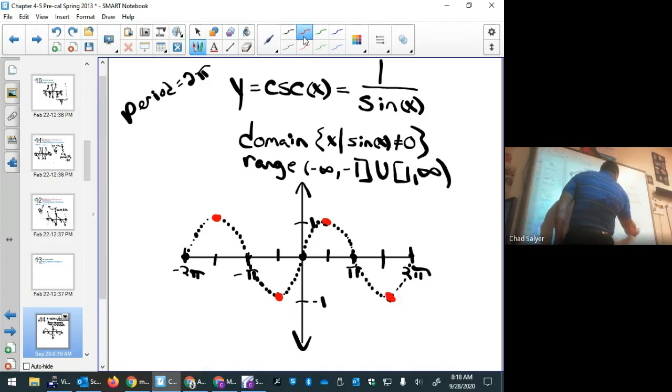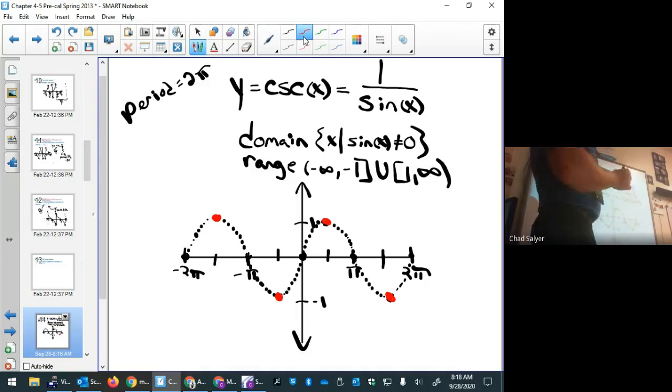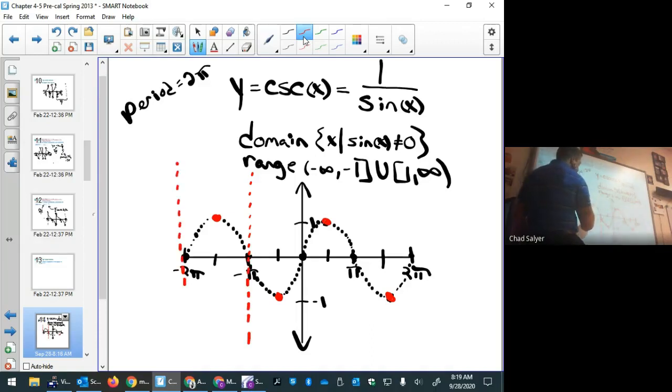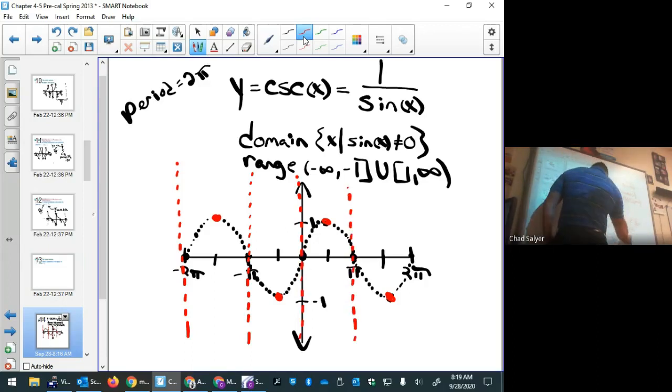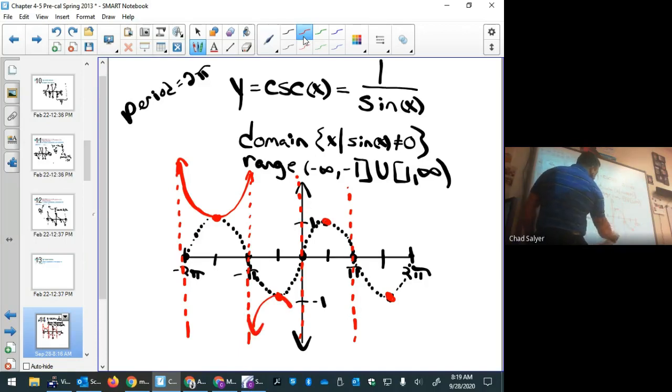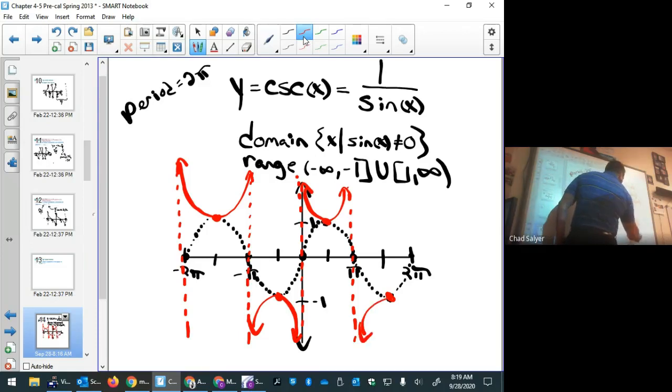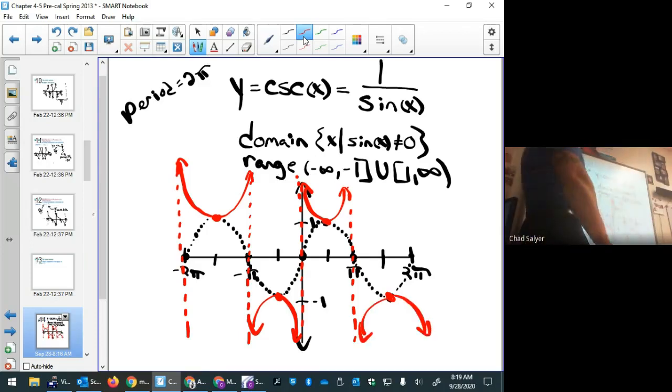So all these maxes and mins are going to be shared by the cosecant and the sine. And all the zeros of the sine are going to be asymptotes. And then around those asymptotes, going to be these little parabolic shapes, again, just as though we turn the sine inside out. That is the cosecant.